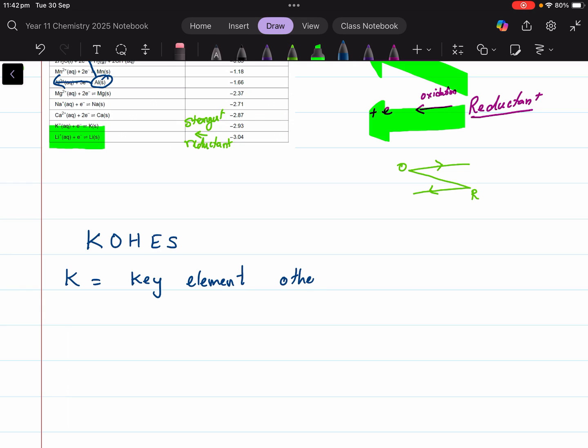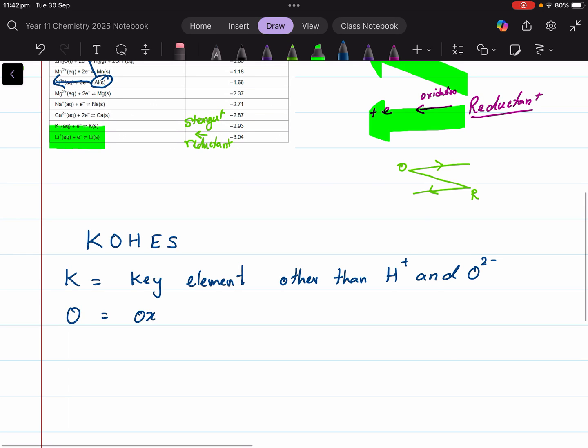Other than hydrogen and oxygen, the very first element that you will balance on the two sides would be the key element. After that, you would look at the oxygens on both sides and see if they are not balanced. You need to balance them using water.